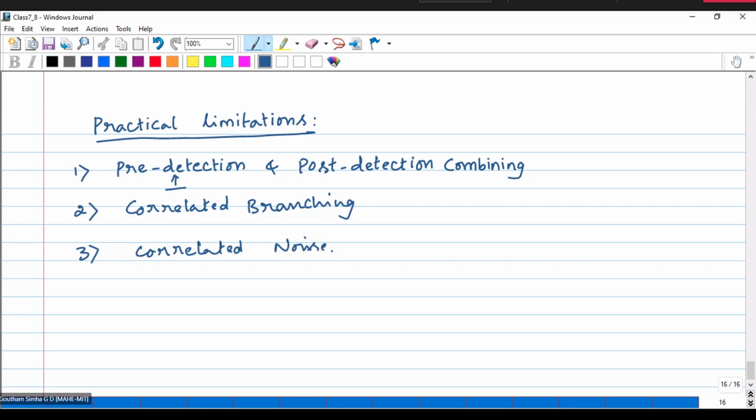What happens in combining before the detection? Less switching transients, isn't it? Less switching transients. So it will be less complex compared to pre-detection combining. How? In selection diversity, selection combining, if you use it there are less switching transients, switch and stay combining, that's all.